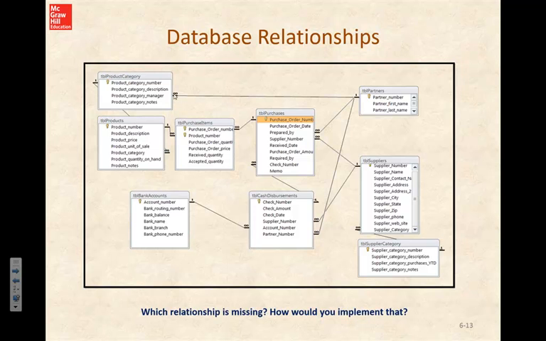Well, if I'm scanning through this table here, it looks like we're missing a relationship between our suppliers and our partners. Okay, so if we wanted to create a relationship there, we would post the partner number as a foreign key down in the supplier category table.